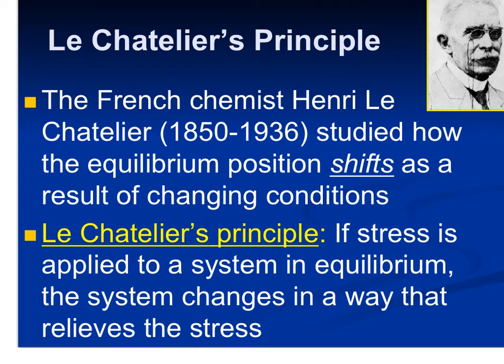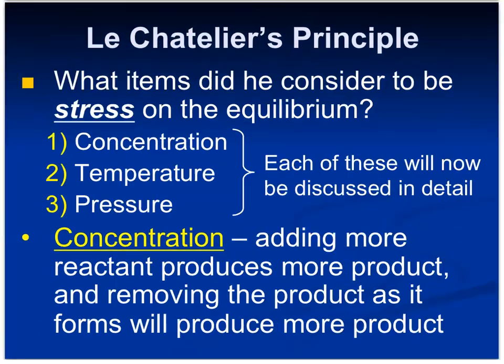So here we are to Le Chatelier's principle. You'll find different teachers pronounce this different ways, but this is the main principle we use in equilibrium. This principle comes from Henri Le Chatelier. He studied how the equilibrium position shifts as a result of changing conditions. These changing conditions we're going to call stresses. So the Le Chatelier principle says if a stress is applied to a system in equilibrium, the system changes in a way that relieves the stress.